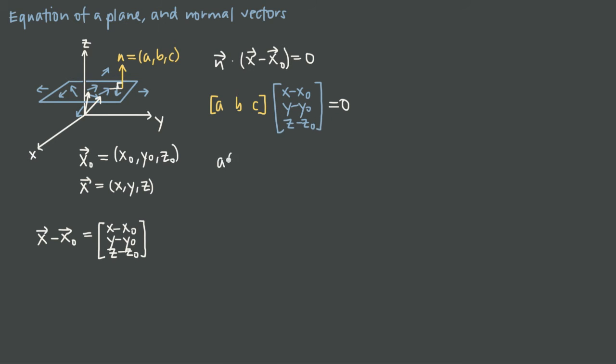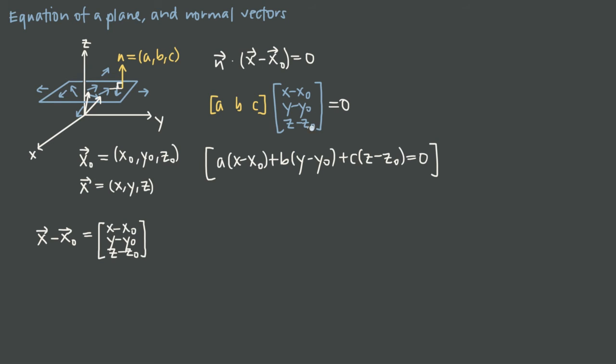So we get a times x minus x naught plus b times y minus y naught plus c times z minus z naught equals 0. And this equation here is the equation of a plane. This is the standard form for the equation of a plane. So we can use this to find the equation of the plane instead of having to derive it from the normal vector and a vector in the plane.